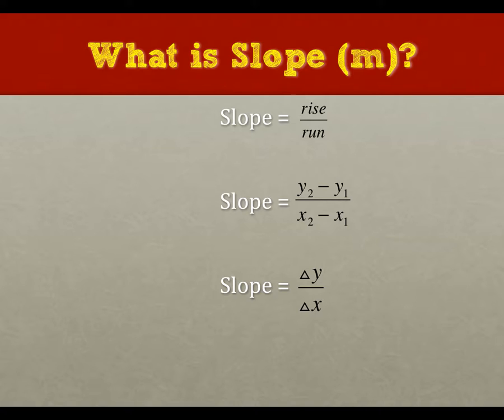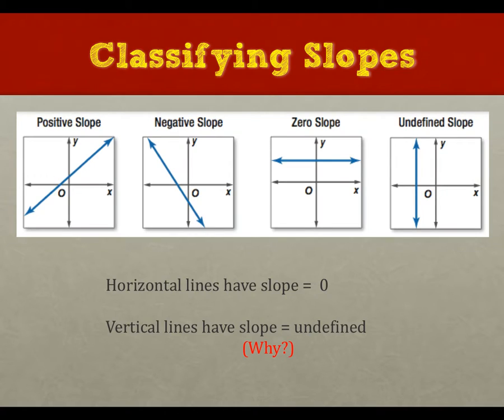Questions? Yeah, those are deltas. Oh, actually, that's not a lowercase delta, that's an uppercase delta. A lowercase delta looks like a sad D. Four different types of slope: positive, negative, zero, and undefined.